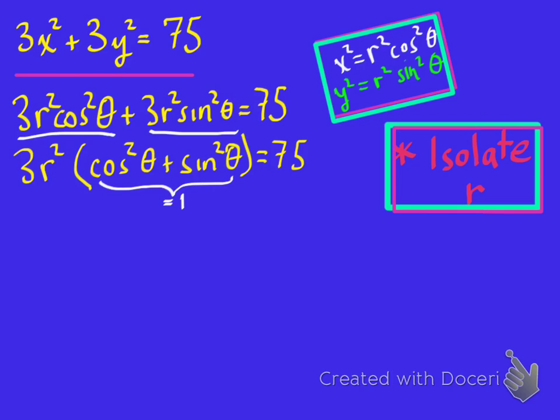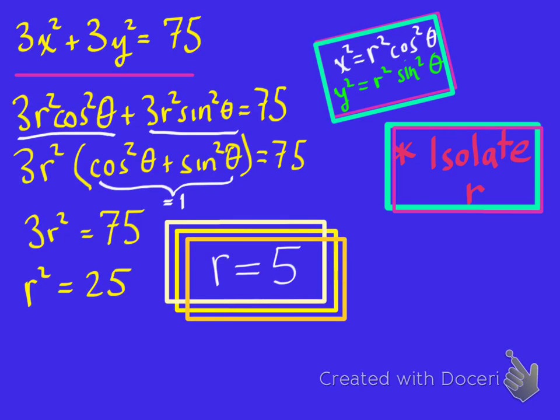That's our fundamental Pythagorean identity there. And so we're just multiplying 3r squared times something that equals 1. So let's just simplify it. 3r squared equals 75. Nice. We can keep going, of course, dividing both sides by 3 to get r squared equals 25, and wrap it all up by taking the square root of both sides. r equals 5, and that is just a circle with a radius of 5 centered right at the origin.